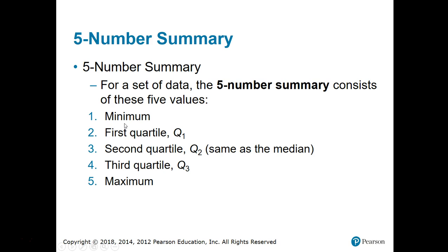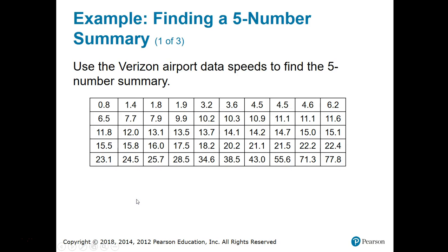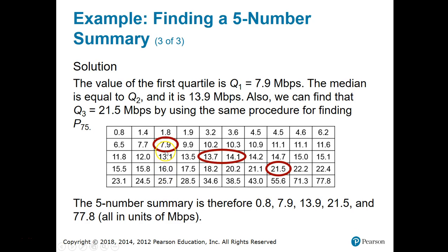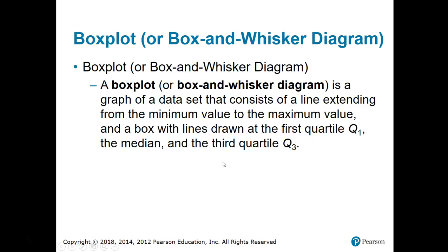All right, this one I've seen a bit more often. Minimum, first quartile, second quartile or median, third quartile, and maximum. So that's the 5-number summary. Minimum, maximum, that one's easy. Quartile 1, quartile 3, and median there. So we have all 5 of those, and that will be the 5 numbers.